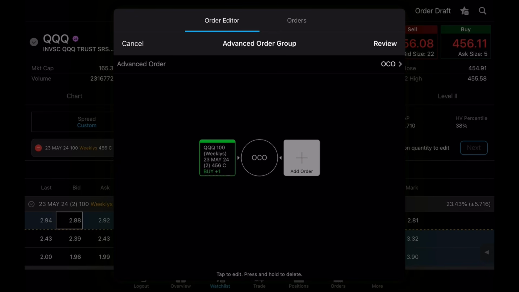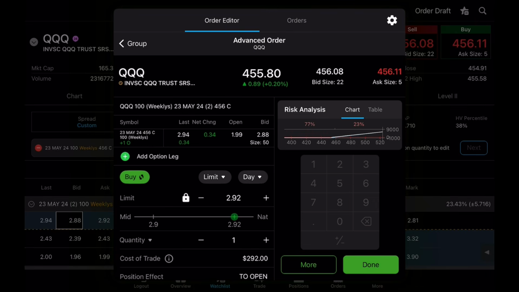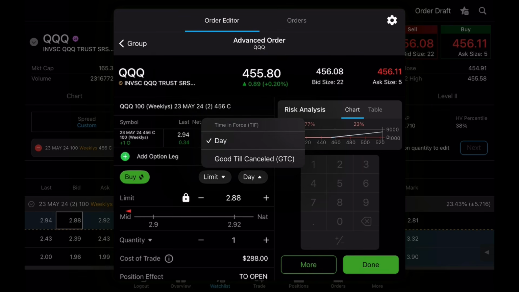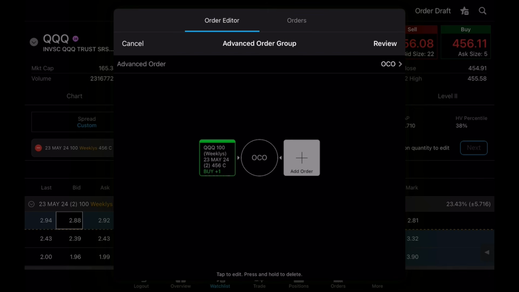So OCO, you're going to go ahead and select what you would want. Let's say, for example, the price of the premium is going to be 288, which we had. You can kind of move this down to kind of get close to that 288. And then, of course, hit the limit for it. You can choose to have it good till canceled or till the end of the day. Totally your choice on that. Then hit done from there. And then add an order.